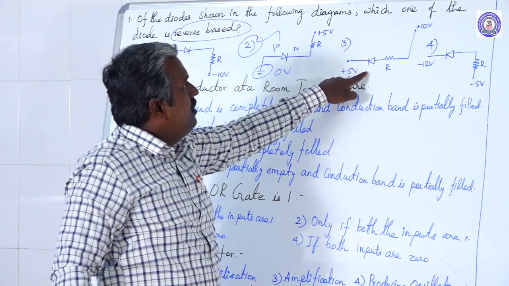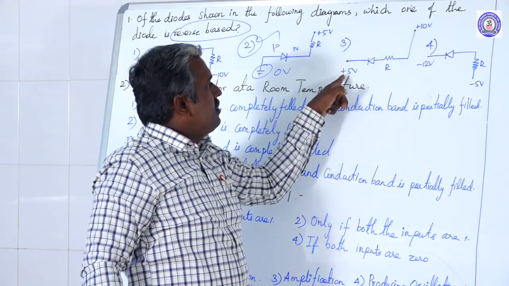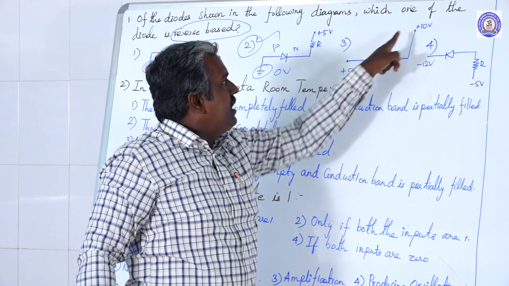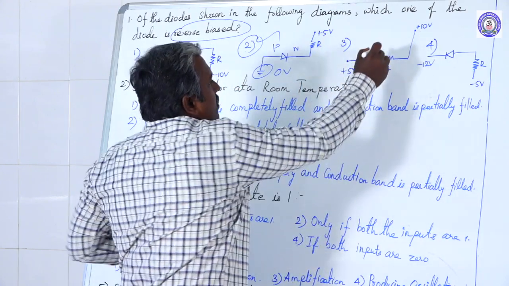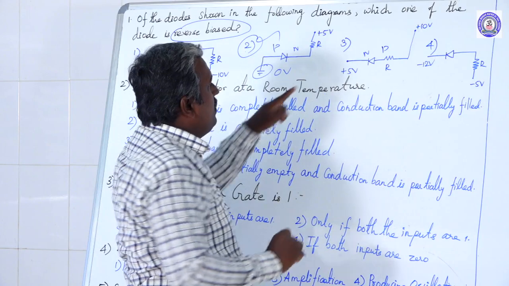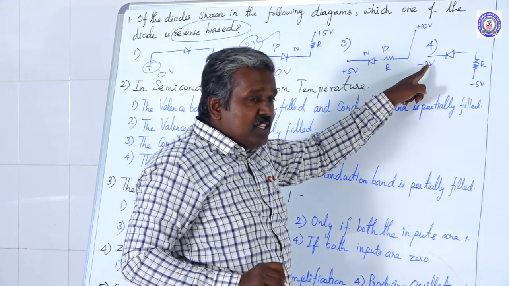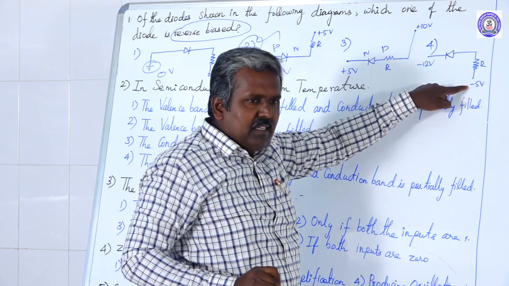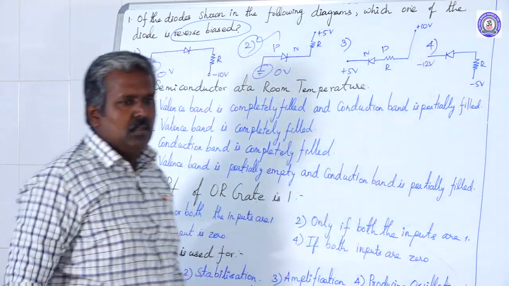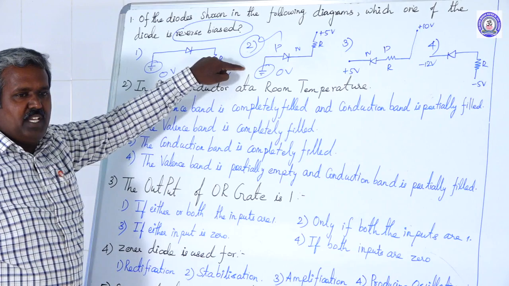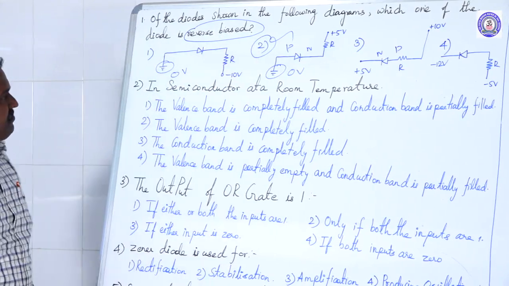And third one, high voltage, this is low voltage. High voltage in P side, low in N side. So forward bias. Comparing minus 12 volt, this is high, this is low. So forward bias. So this only is reverse bias. Option is second.